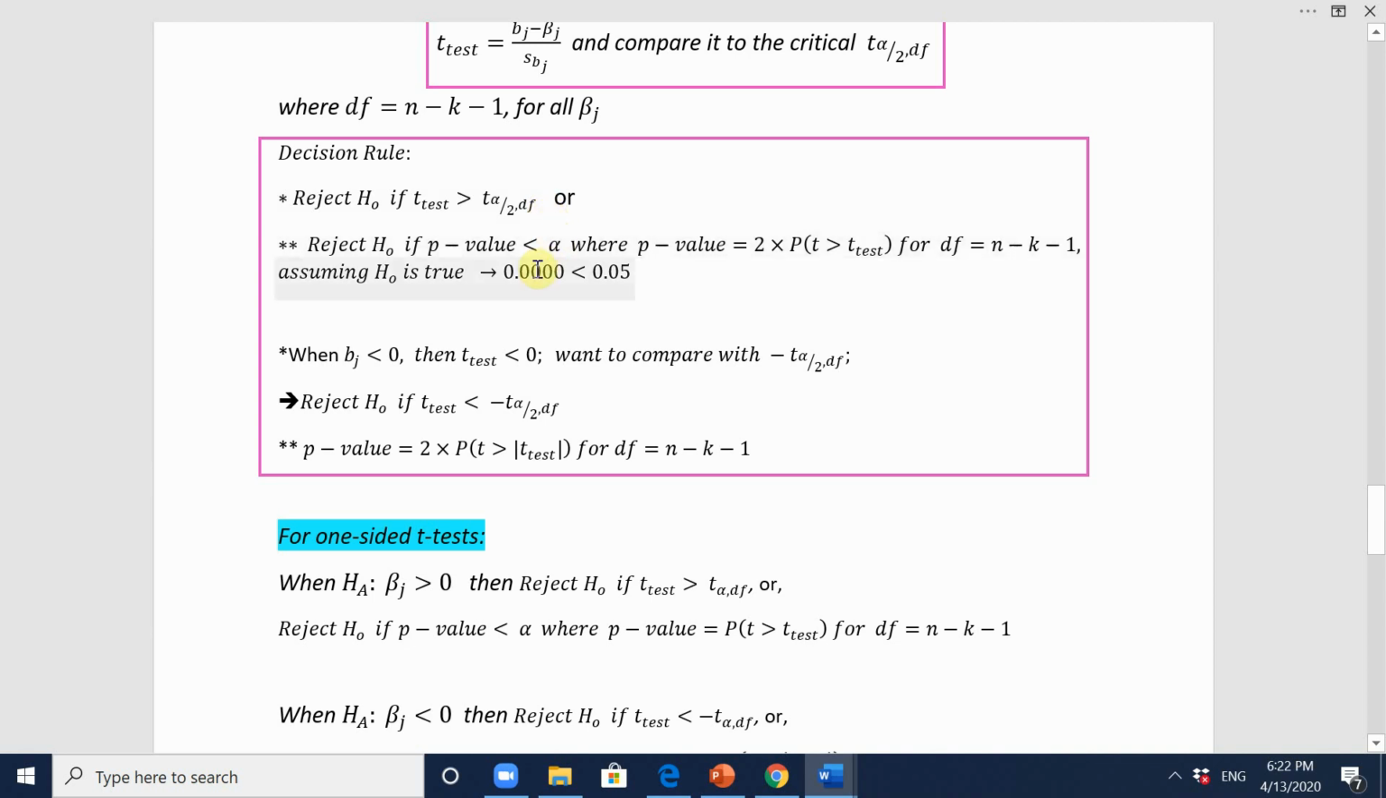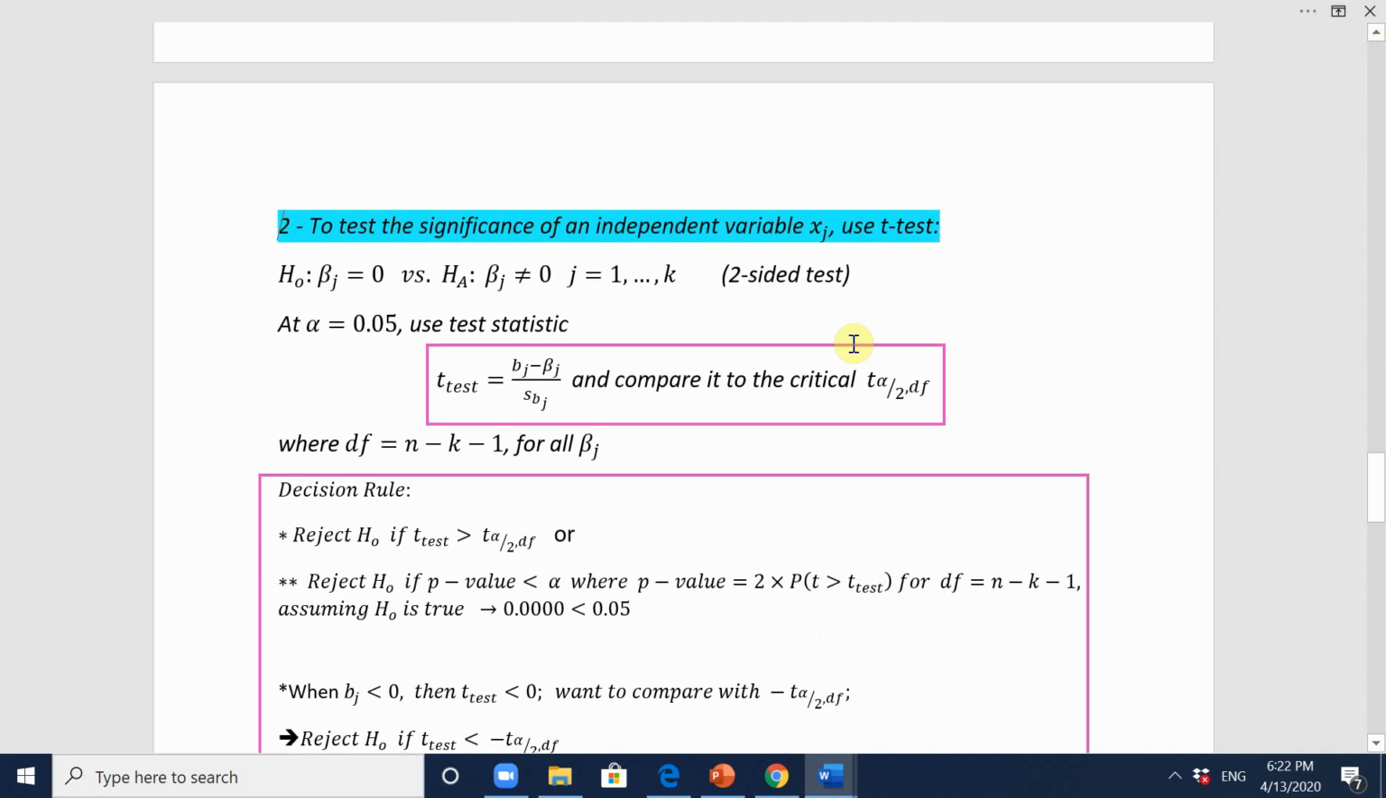Okay, now if I am to use the p-value approach, well, here you have to be careful, because if it's a two-sided test to begin with, the p-value here will now be equal to 2 times the probability of finding a t-point that is greater than the t-test value for a fixed degrees of freedom of n minus k minus 1. Okay? Of course, always under the assumption that the null hypothesis is true. So you have to be careful here not to forget to multiply this probability by 2. This is only when you are conducting a two-sided hypothesis test.